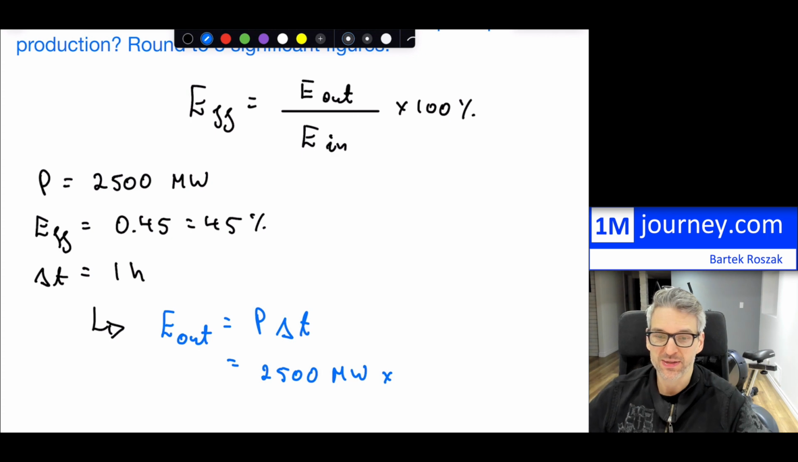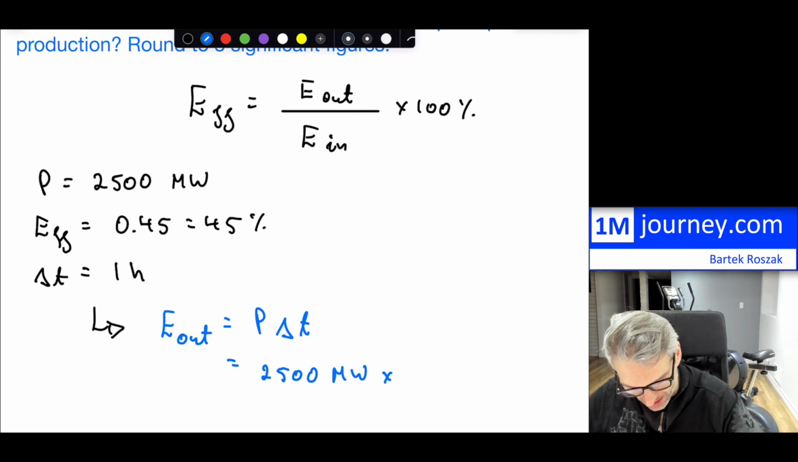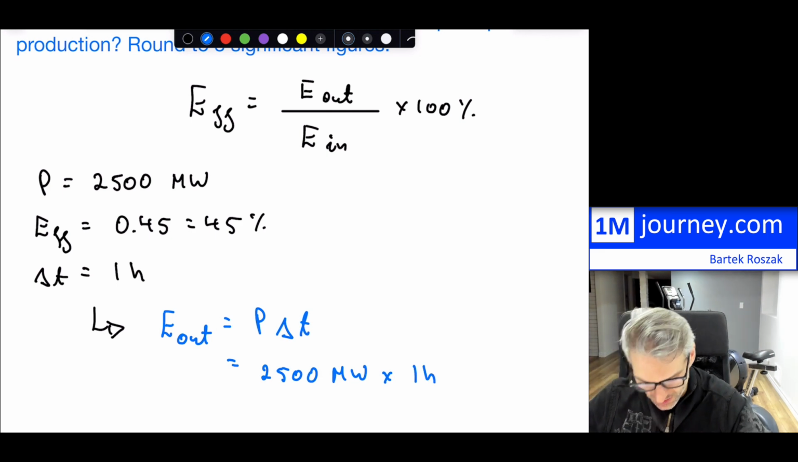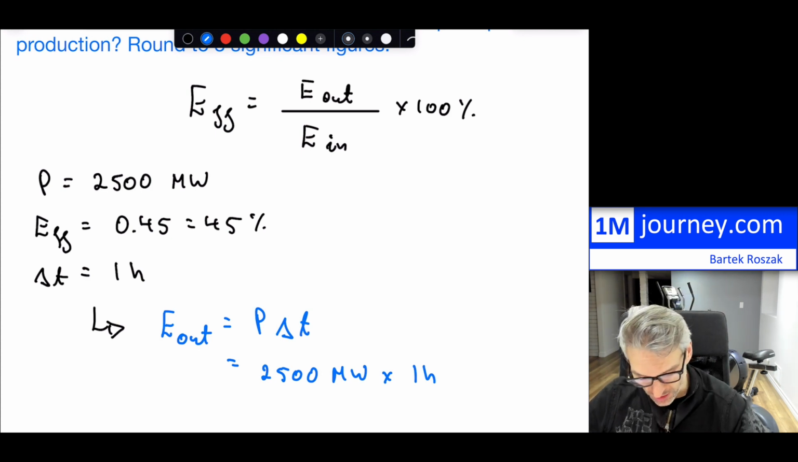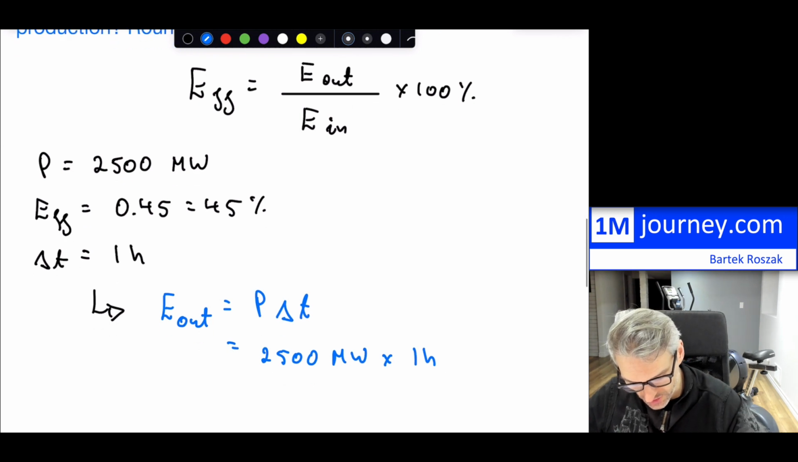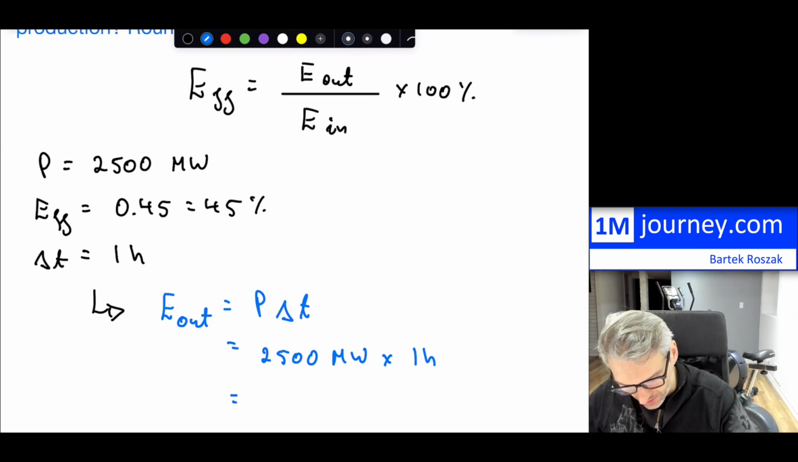Now, if I keep this in hours, which I certainly can, so what I'm going to get this in is megawatt hours. So this is megawatt hours in terms of the actual full output. So I'll just leave it in this case. And of course, this is just times 1. So this is going to be 2500 megawatt hours.